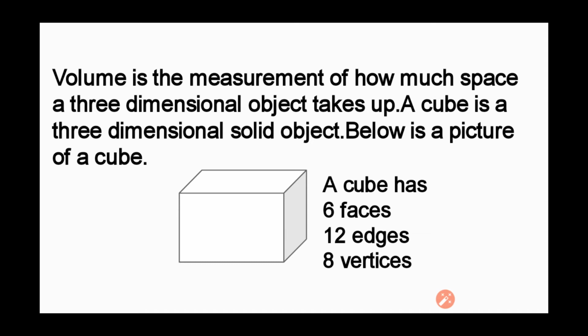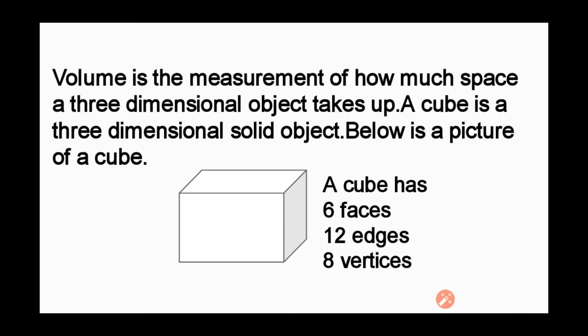Below is a picture of a cube. A cube has 6 faces, 12 edges, and 8 vertices. A face is the flat surface on the cube, while an edge is the line segment, while the point where two edges meet is called the vertex.